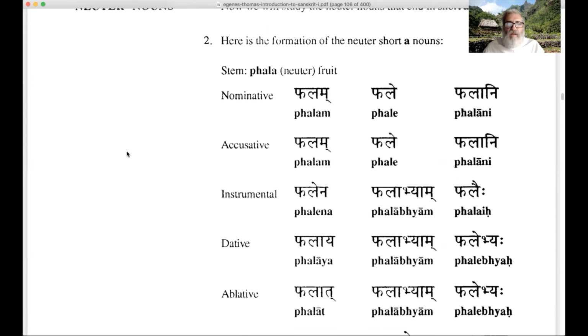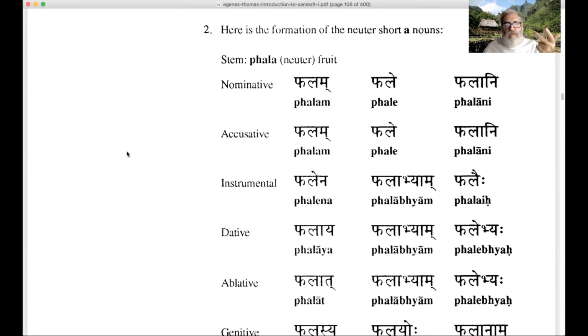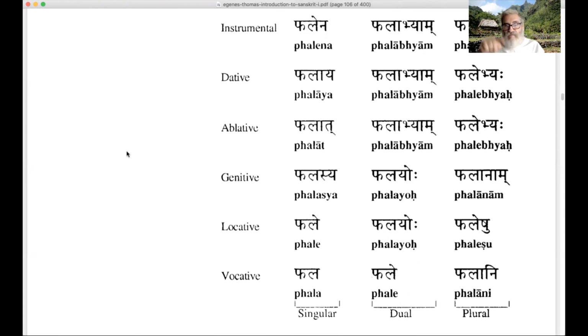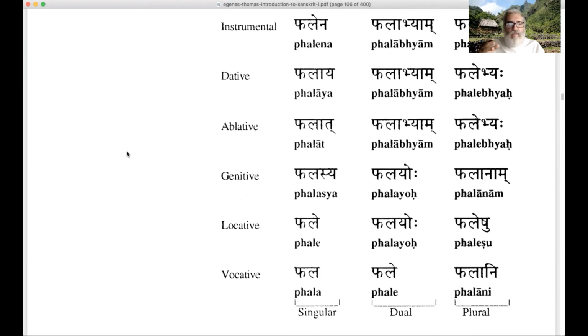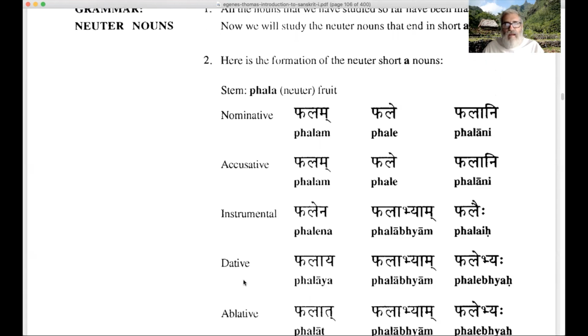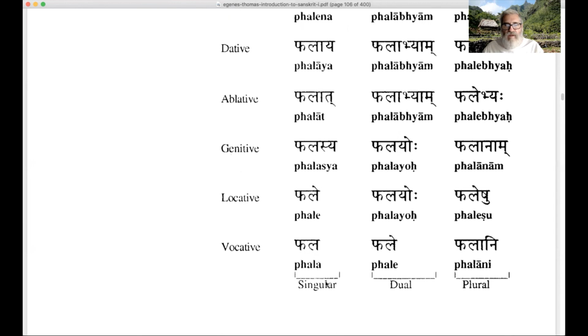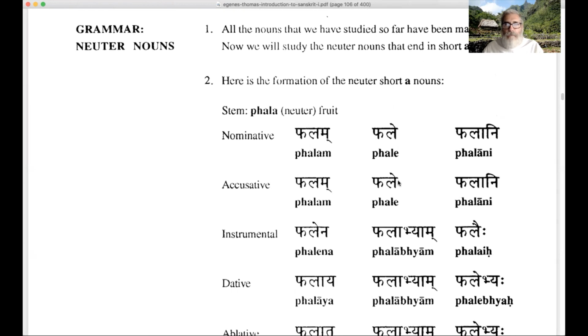So here we have pratama, dvitiya, tritiya, chaturthi, panchami, shashti, saptami, and the vocative. Don't call it ashtami. We usually call the vocative sambodhanam, or it can properly be called sambodhana pratama. So it's like the nominative, right? Here we have the nominative, except the M is dropped. Pala, pale, palani, right? Here it's palam, pale, palani.